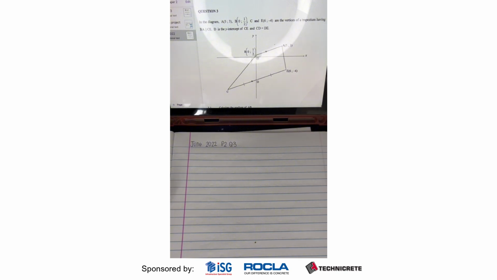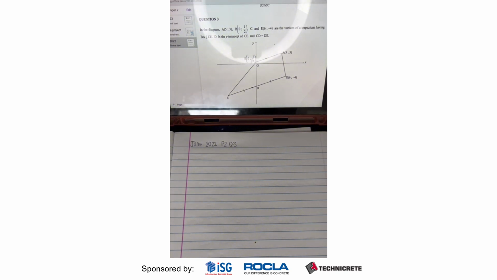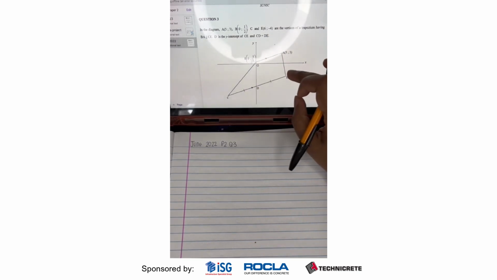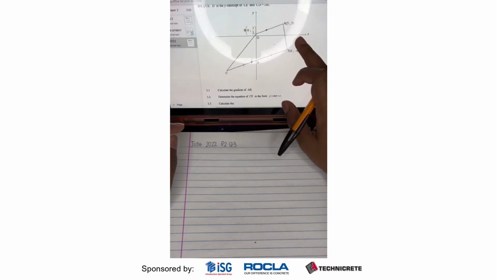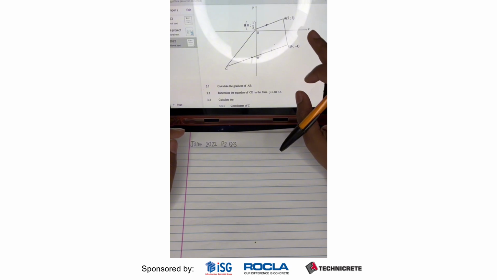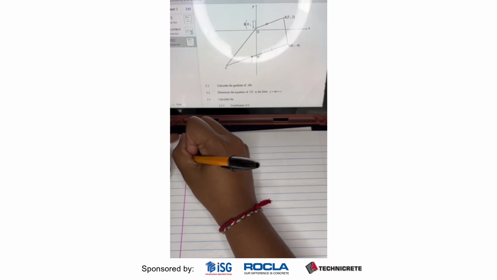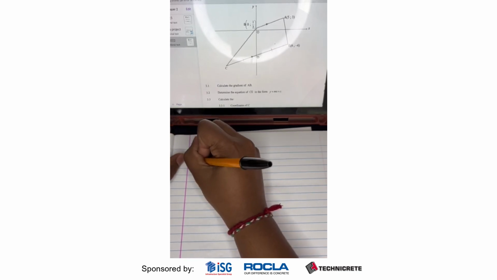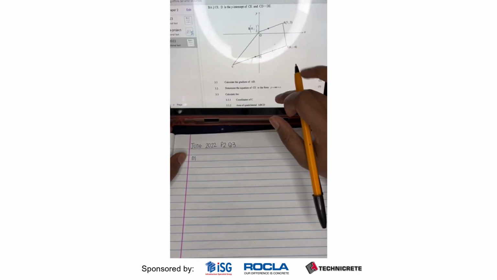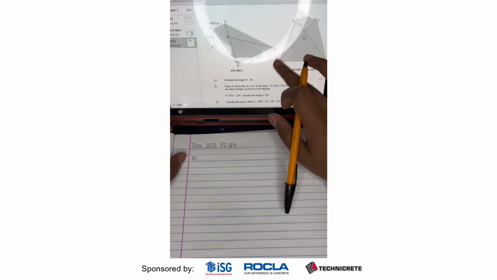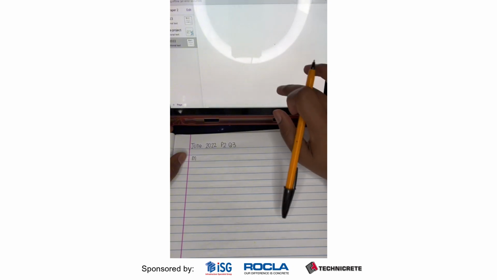Okay, I think I'm gonna draw it out. Okay, no, we're gonna draw on here. So let's read our first question. Our first question says calculate the gradient of AB. That's a fairly easy question. We know our gradient formula. If you don't, you're more than welcome to go and look for it in the formula sheet.